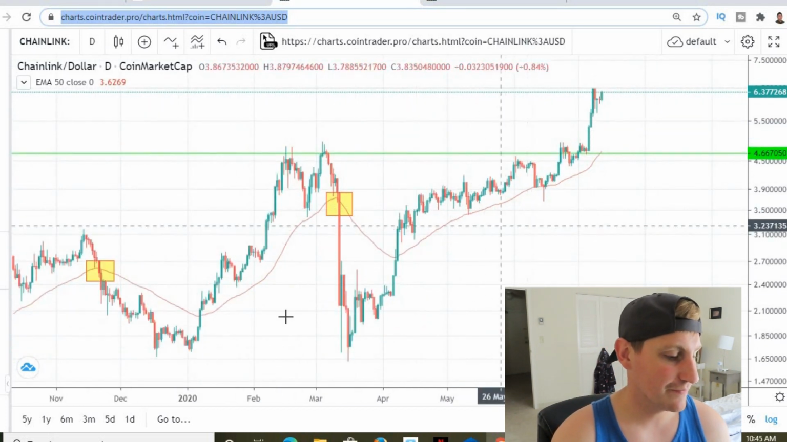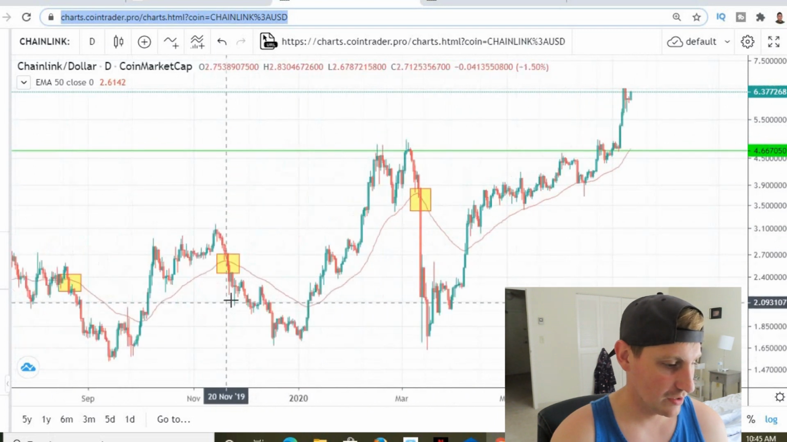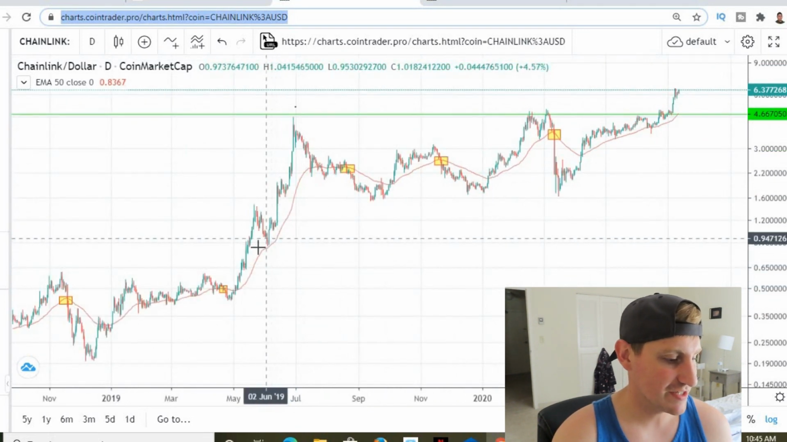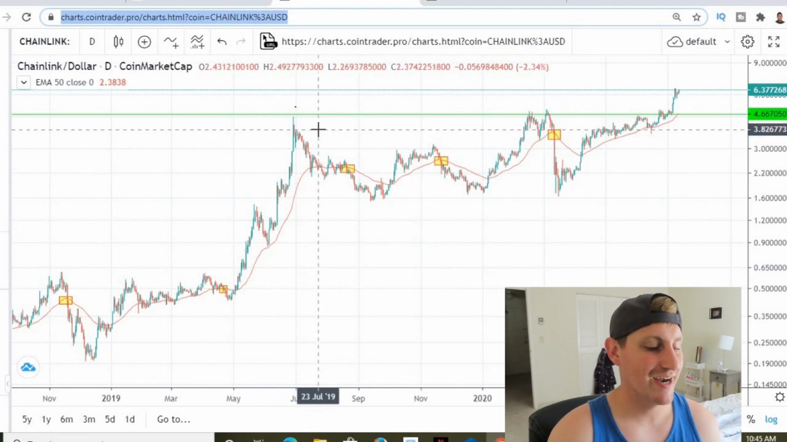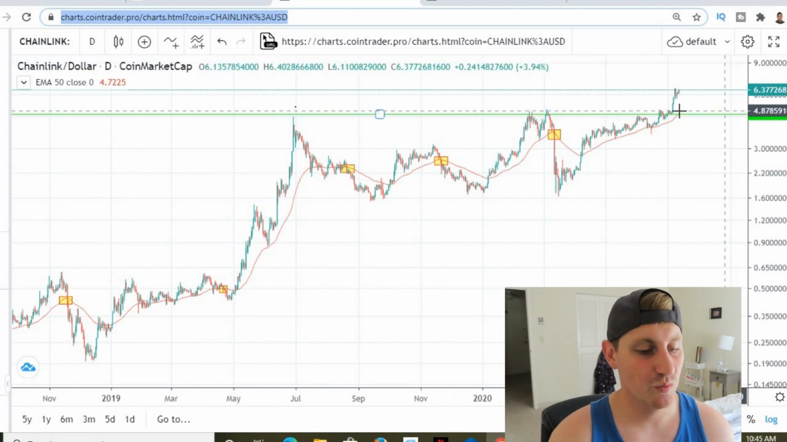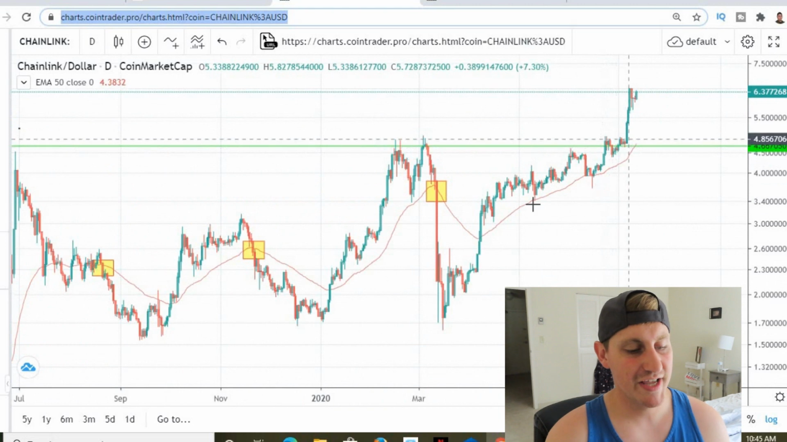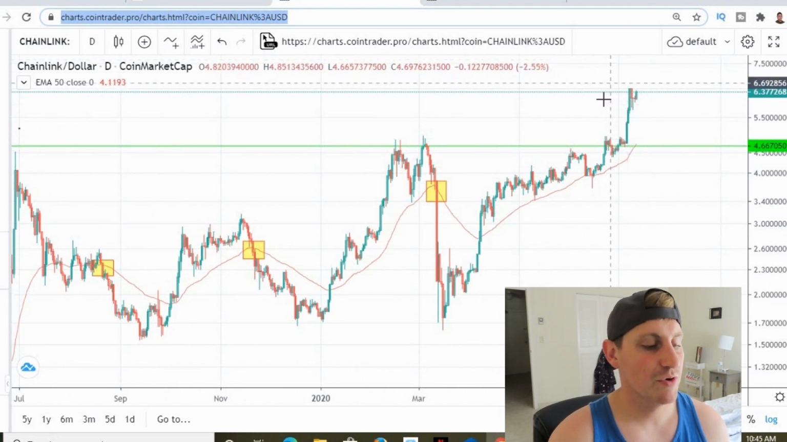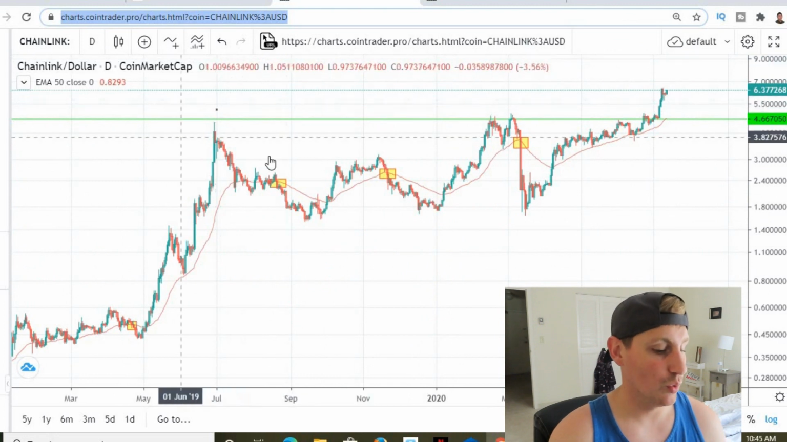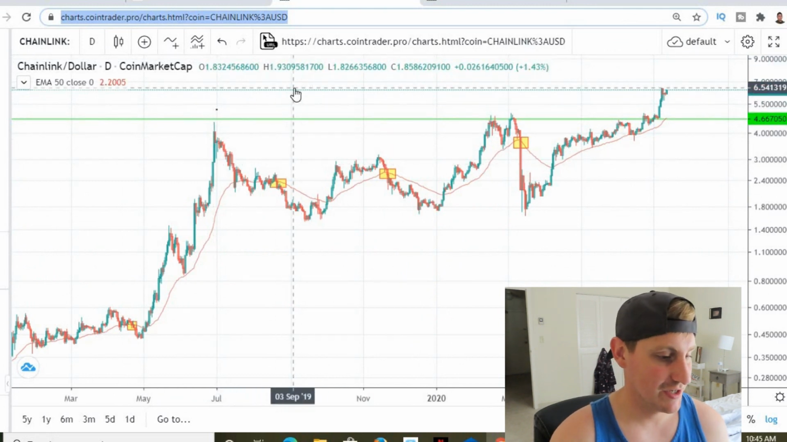If we look back in the old one, we tested it once. Pretty much, I mean, we stayed above it pretty much the entire time. We only really tested it once. So I see us staying above this 50 EMA as long as we're in the price discovery mode over the old all-time highs here, guys.